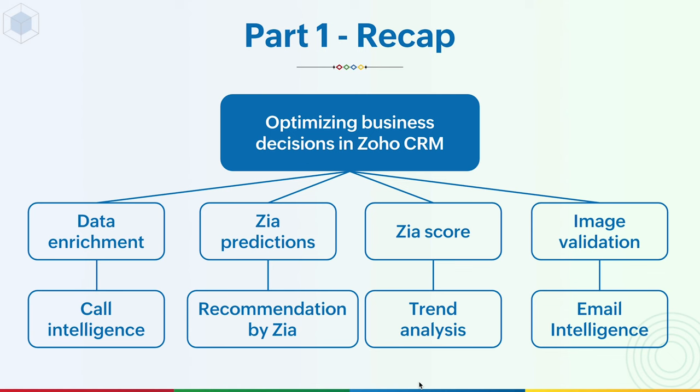Here are the various topics discussed in part 1 of this session. Data enrichment helps make sure that CRM data is complete and has all the updated information. Zia predictions helps build custom predictions for a business to predetermine growth by year, costs, the likelihood of winning or losing a deal, etc. Zia score automates segmentation and lead scoring in Zoho CRM. Image validation reviews and validates images uploaded to Zoho CRM.